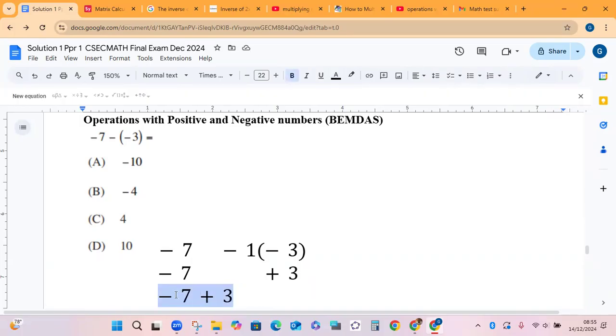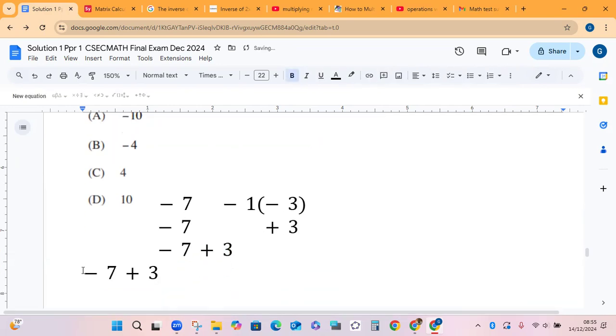You are taking out 7 from 3. So if you're taking out 7 from 3, you will take out 3, yes, but then you will still have 4 to take out. And take out now is another word for negative. Take out is another word for subtract. So you still have subtract 4. So -7 plus 3 is subtract 4 or -4. So -4 is the answer, and the answer is B.